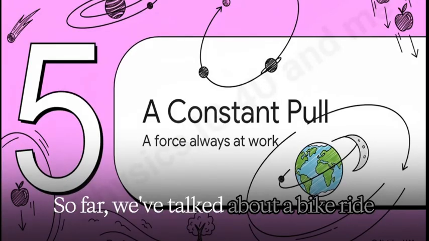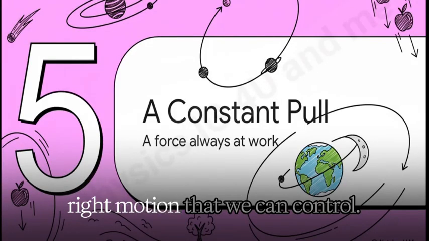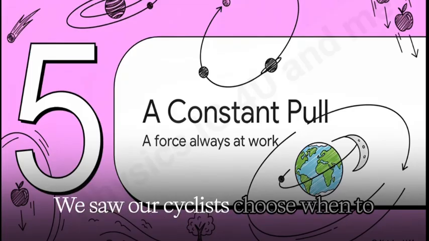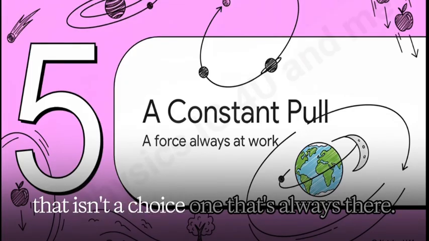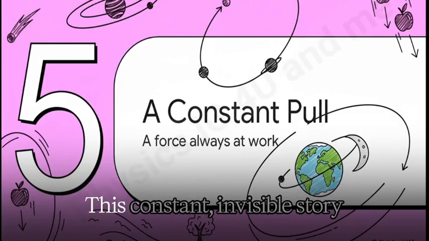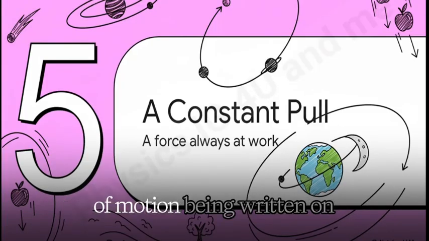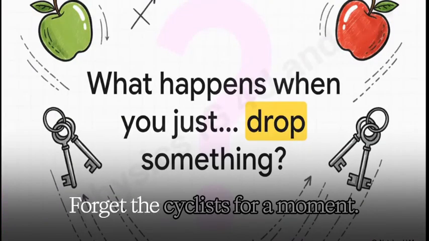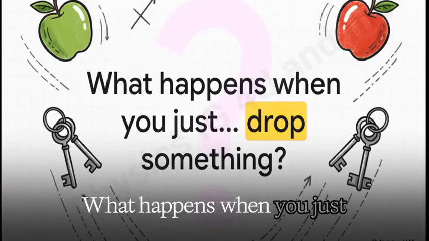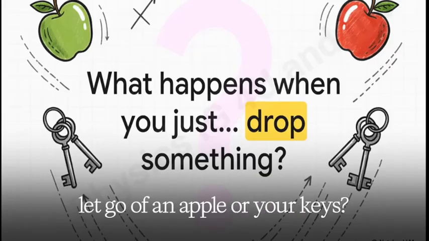So far, we've talked about a bike ride, right? Motion that we can control. We saw our cyclist choose when to accelerate. But what about an acceleration that isn't a choice? One that's always there, this constant, invisible story of motion being written on everything around us all the time. Yeah, forget the cyclists for a moment. What happens when you just let go of an apple or your keys?